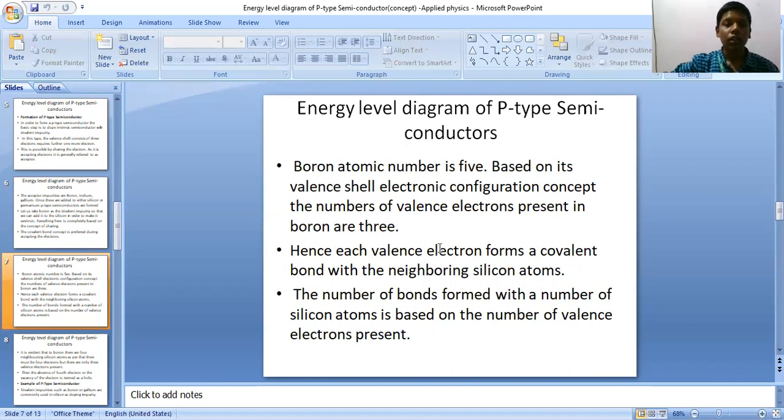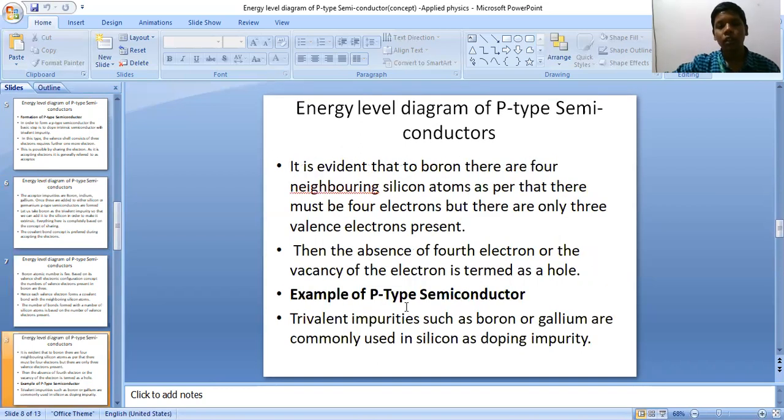Hence, each valence electron forms a covalent bond with the neighboring silicon atoms. The number of bonds formed with silicon atoms is based on the number of valence electrons present. It is evident that boron has four neighboring silicon atoms, so there must be four electrons, but there are only three valence electrons present. Then the absence of the fourth electron, or the vacancy of the electron, is termed a hole.